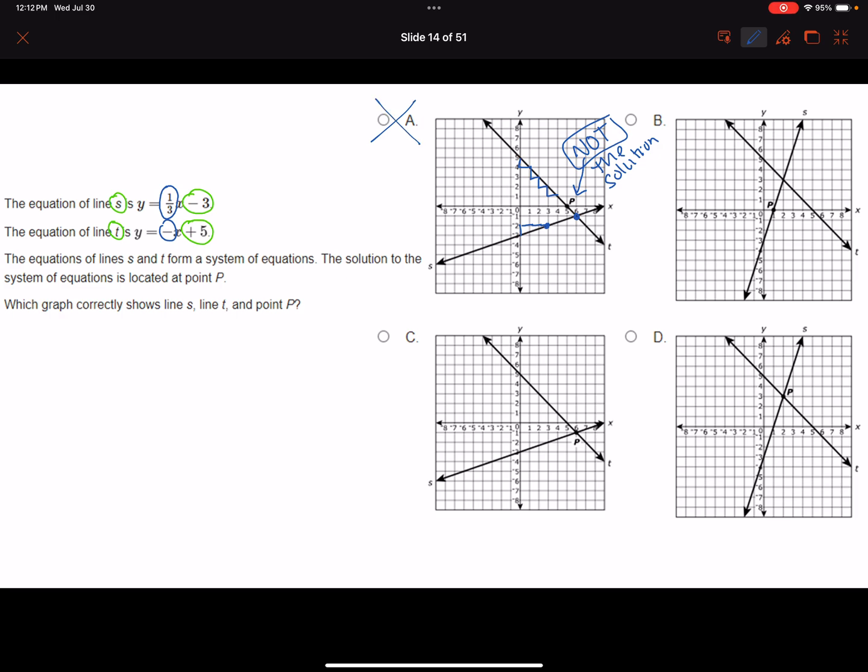Next, I know that B isn't it because that's not how our graph is supposed to look, because letter A is how our graph is supposed to look. So these slopes are incorrect. If we take a look at this one, this is a slope of 1, 2, 3 over 1. This is showing a slope of 3 over 1, not 1 over 3, which is why that one's wrong. It is actually letter C, because it looks just like letter A, except they correctly identified that the solution, letter P, is where the two lines intersect, which in this case is at (6, -1).